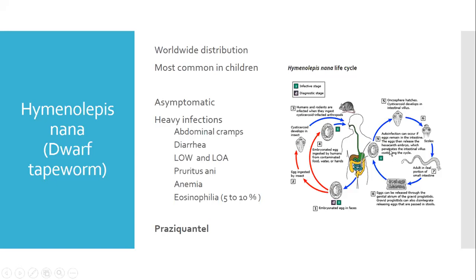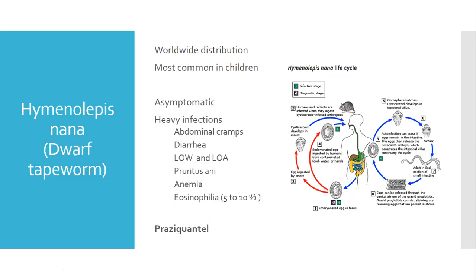It has a rather simple life cycle, where you've got the infected host that passes these embryonated eggs in their feces. These eggs can then further infect humans through ingestion of contaminated food or water or from their hands. It can also be ingested by insects. Humans become infected once again when they accidentally ingest these insects, perhaps in grain. Once the eggs land up in the GIT tract, the oncospheres would hatch and develop into these cysticercoid forms, which would then develop into the adult worms, with the scolex attaching onto the intestines, and then the whole cycle begins once again.